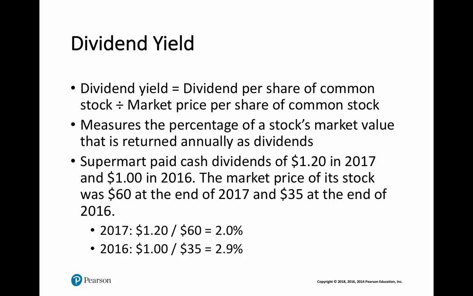So for our company here, we're going to assume we paid cash dividends of $1.20 in 2017 and $1 in 2016. Again, our market prices were $60 and $35. So $1.20 divided by $60 of market value, we're going to get about a 2% dividend, or 2% of the market value will get returned to us. Whereas in 2016, even though the value was $35, we still got a $1 dividend per share.